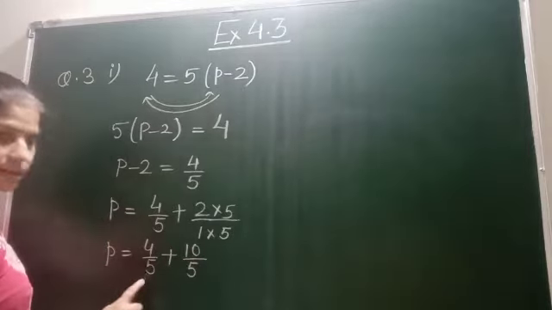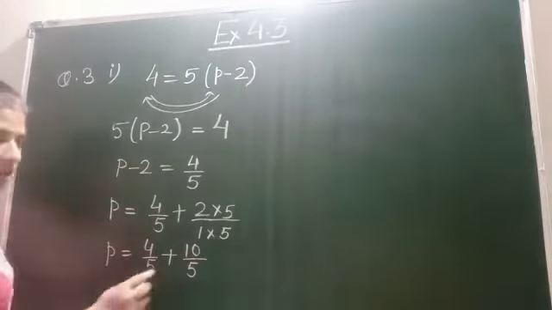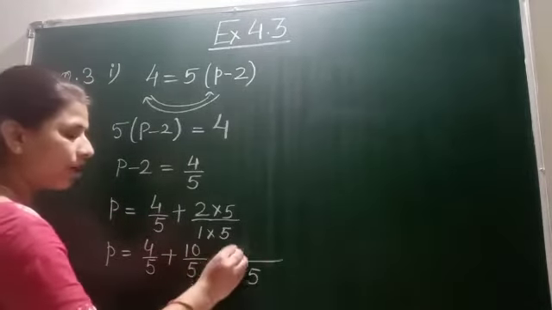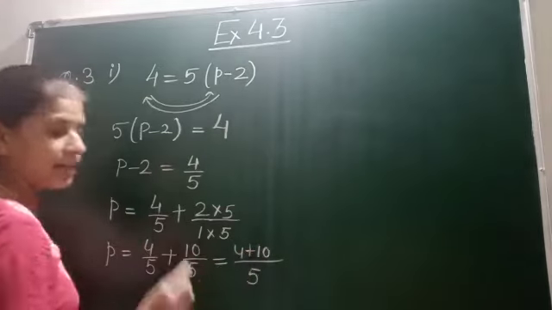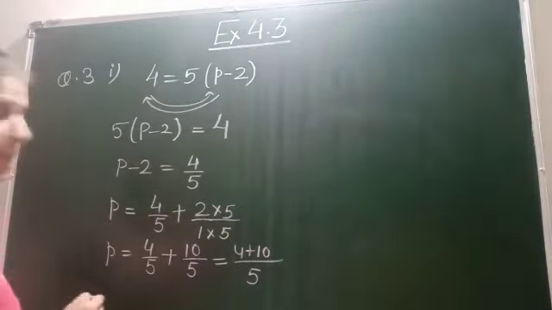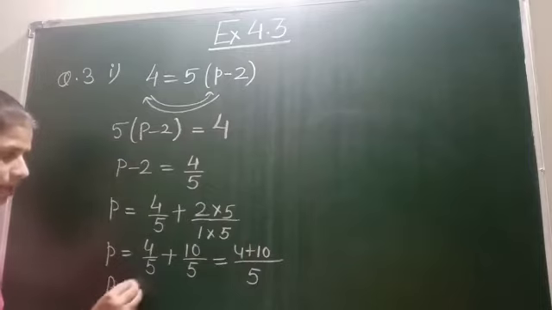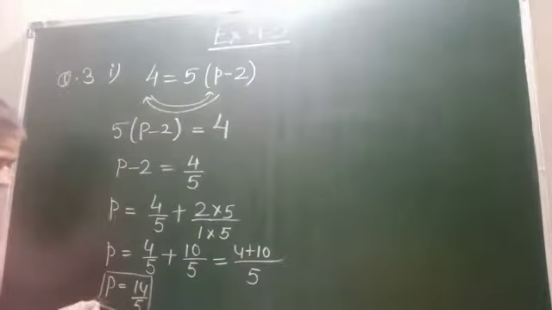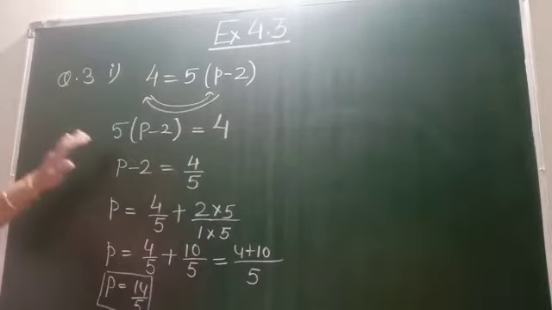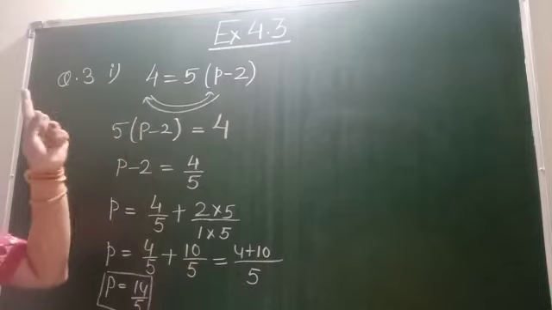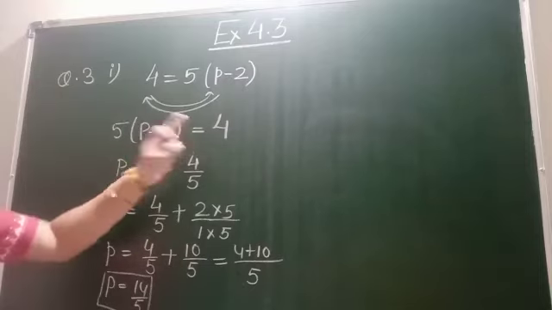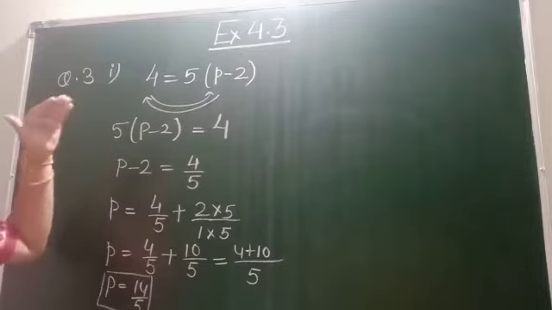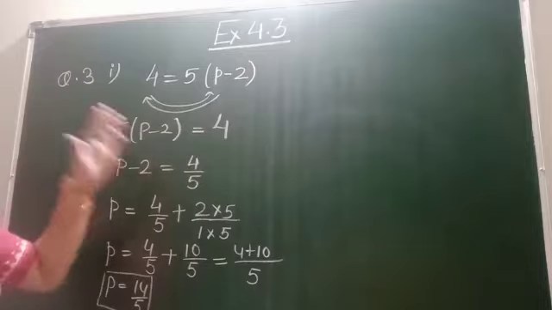Now you can see here both are like fractions, so we can easily add their numerators, 4 plus 10, and after adding, what will we get? We will get p equals 14 upon 5. This one is our answer. So student, in this particular question, you just have to remember one thing only. You can interchange the position of left hand side and right hand side. In that case your equation will remain same.